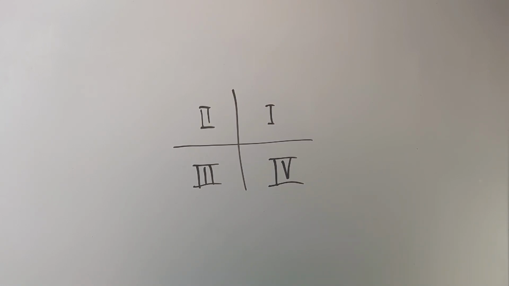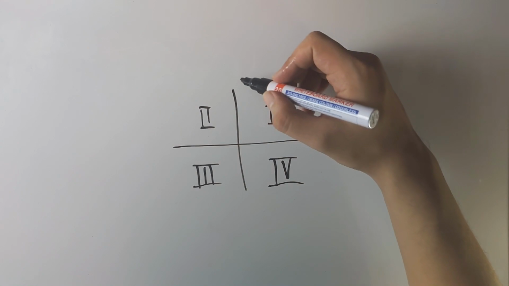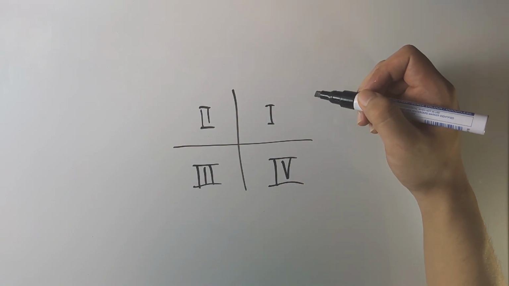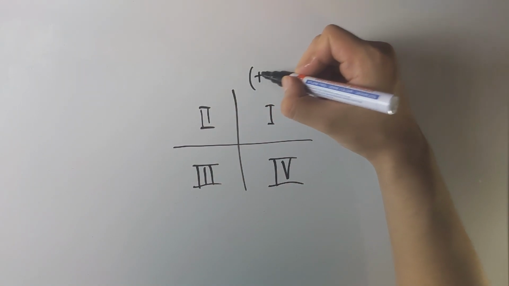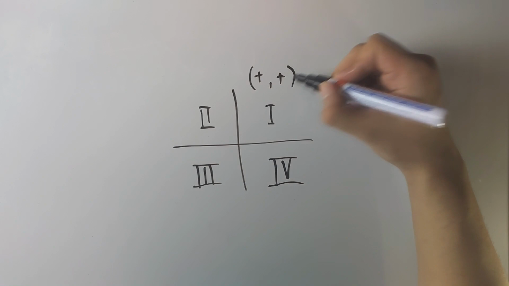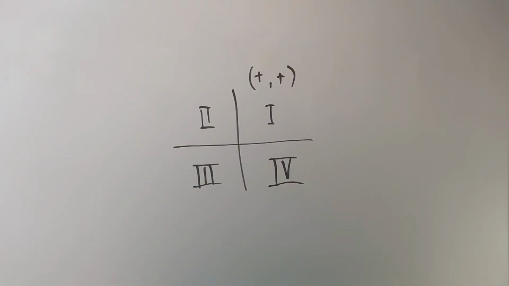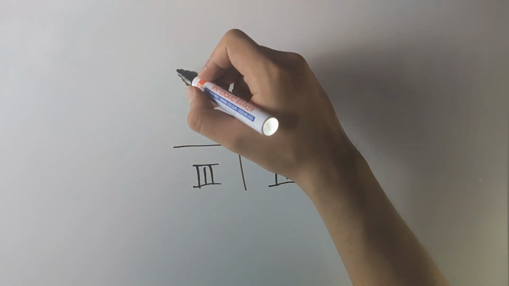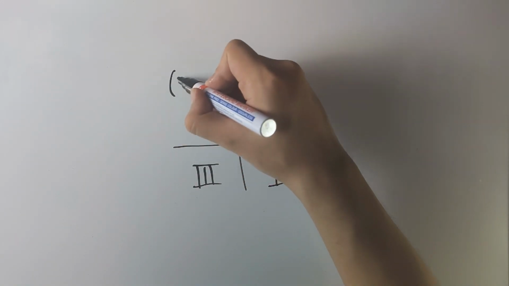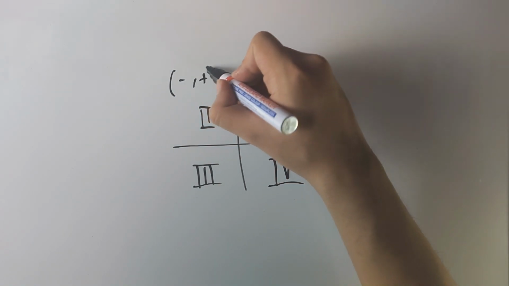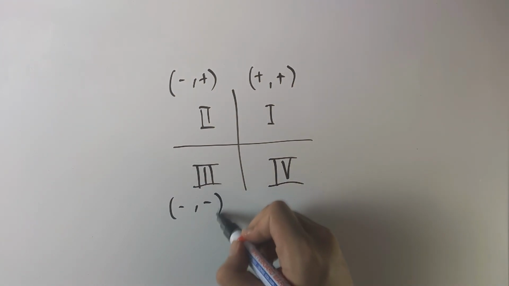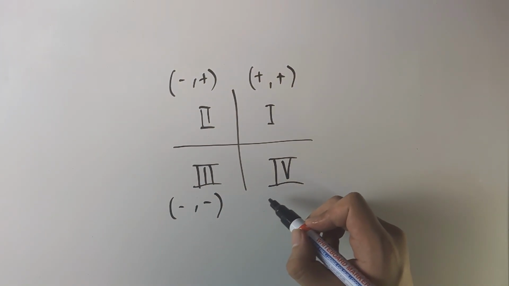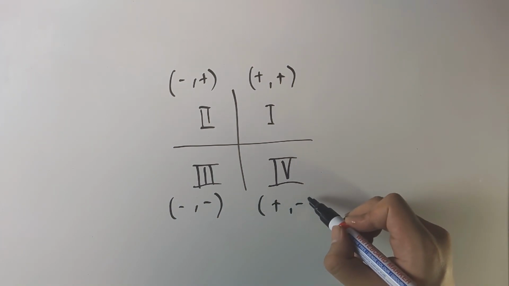So for the first quadrant, the values are positive and positive for the number pairs. Then for here, it's negative positive, negative x, positive y. Okay, for the third quadrant, it's both negative. Okay, then for the fourth quadrant, it's positive, negative.